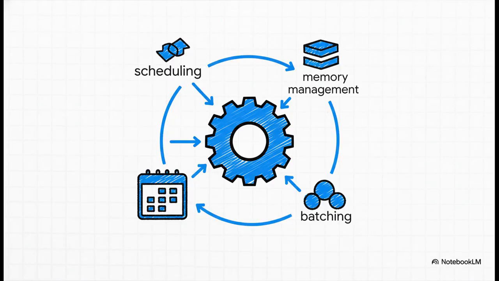So, what's controlling all of this chaos? The scheduling, the memory management, the batching? It all comes down to one thing: your inference runtime software. And believe me, this is not just some minor implementation detail. It might be the single most critical decision you make for your entire stack.